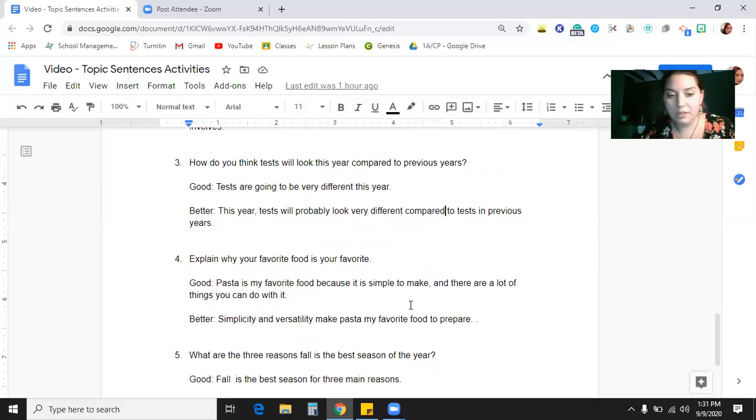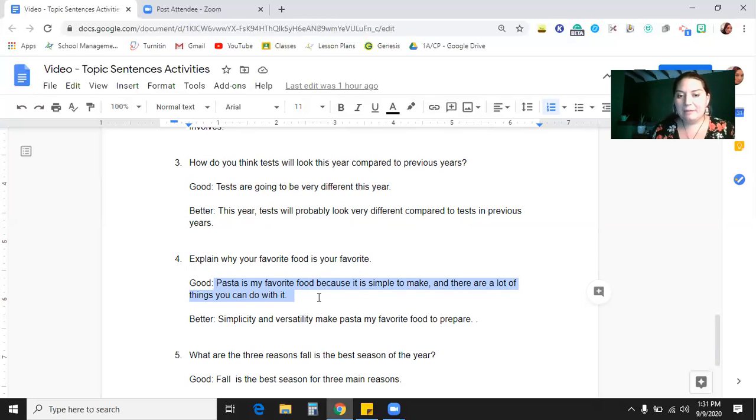Number 4, there's going to be a lot of different answers to this, but probably your answer looks something like this: pasta is my favorite food because it's simple to make and there are a lot of things you can do with it. If you find yourself listing things in your topic sentence when the prompt does not ask for a list that you can go into greater detail about, try to be as concise as you can. Instead of listing things, try to give adjectives, something you can back up later.